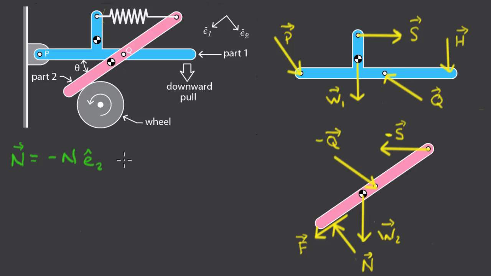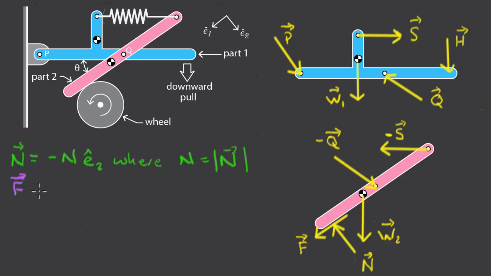Here, this scalar n is the magnitude of the normal force. So scalar n is a positive number, or at least a non-negative number. So if I have a positive n in the minus e hat 2 direction, this is going to be a force that has to be sort of upward and to the left, as I've drawn in the free body diagram.